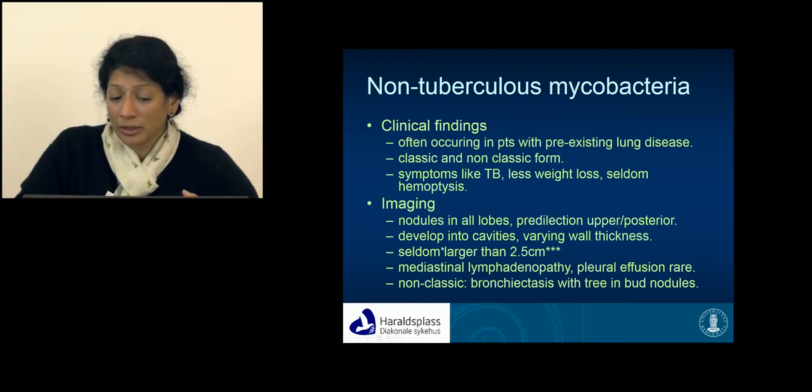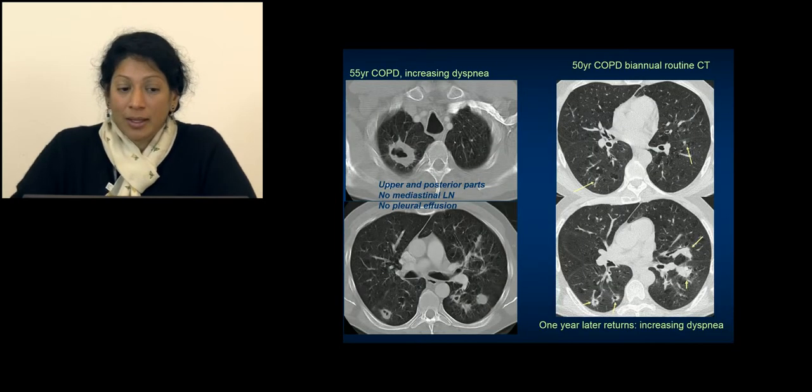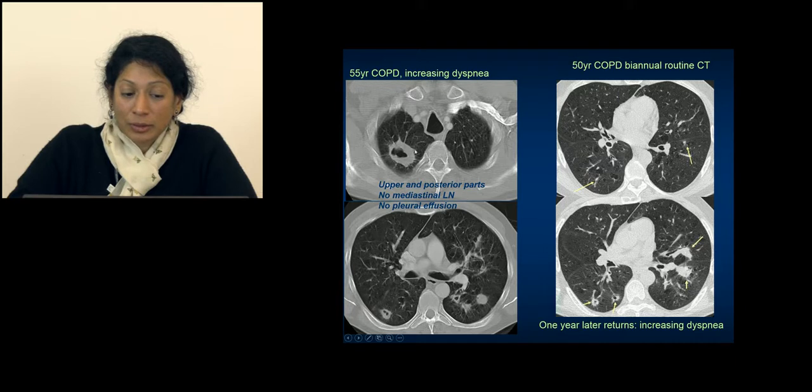They're very seldom larger than 2.5 centimeters, but that can occur that they're large. And very rarely do you have mediastinal lymphadenopathy, and very rarely do you have pleural effusion. And the non-classic form is bronchiectasis with tree-in-bud nodules. It's completely different. Just to show you some typical MAC infections is a patient with COPD, and they are the ones who are prone to get this. They have these nodules with intermediate to thick wall cavities, also cavities in the posterior parts of the lungs, and this was an atypical mycobacterial infection.